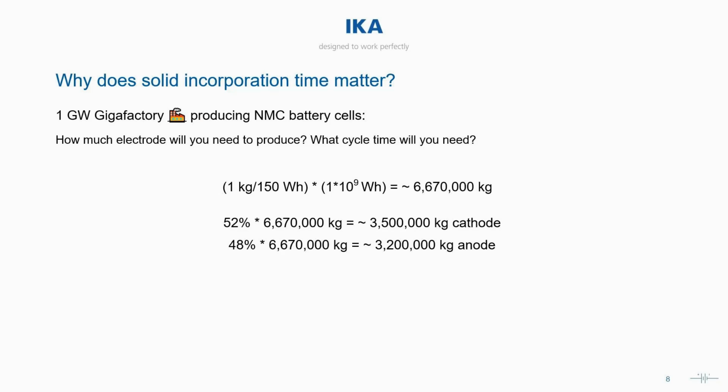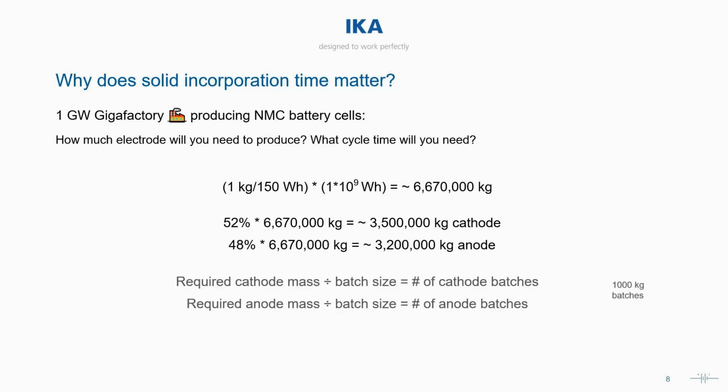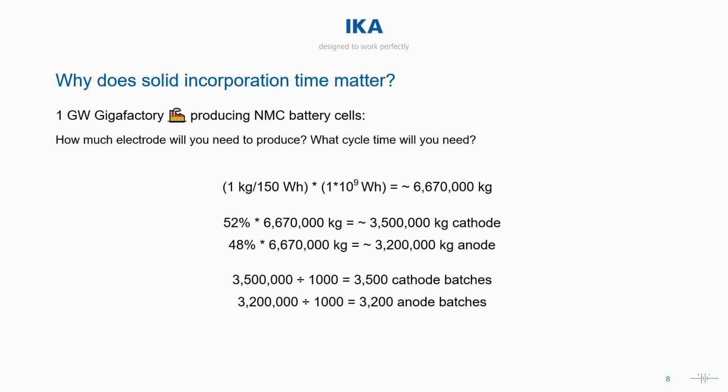All right, great. So how many batches does that translate to? For the sake of this thought experiment, we're going to assume we have 1,000 kilo batches. This is quite a safe estimate. If you want to go higher, you may have challenges with your thermal mass, and going lower, we may need more and more batches, right? So this quick calculation gives us 3,500 cathode batches and 3,200 anode batches that we need to mix in the year to hit our target.